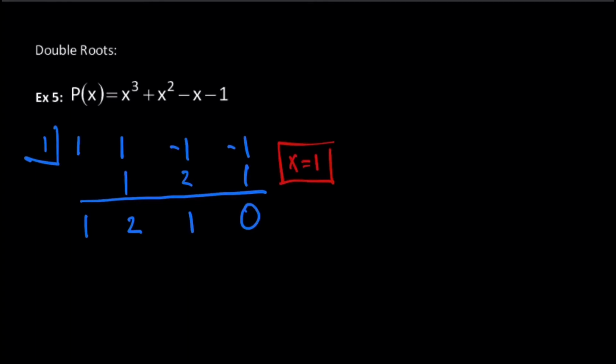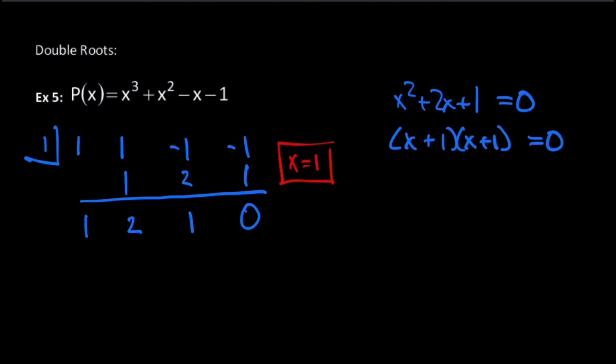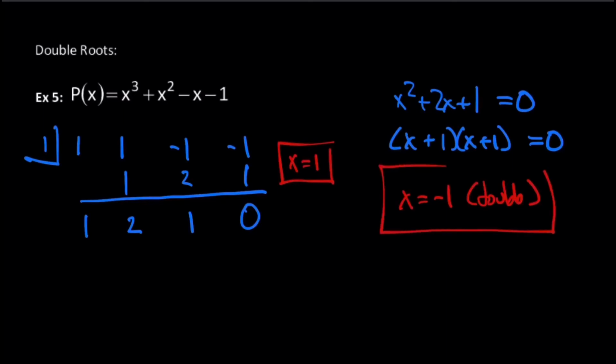Now, here's my depressed polynomial, x squared plus 2x plus 1, and that I just need to factor. x squared plus 2x plus 1, set that equal to 0. Well, I get x plus 1 times x plus 1 equals 0. So my root is x equals negative 1, but it's a double. You could write x equals negative 1, x equals negative 1, and circle both. You can indicate that it's a double. But notice we still end up with 3 roots: 1, 2, 3.